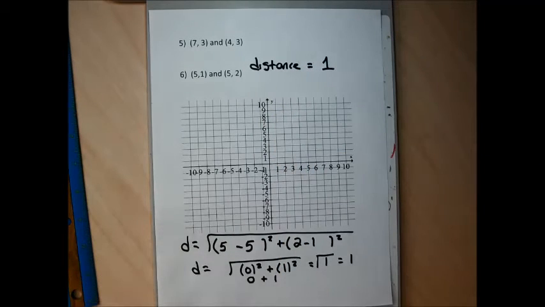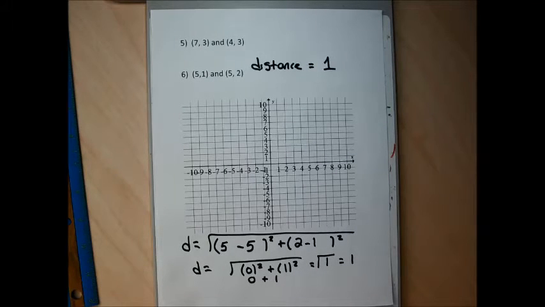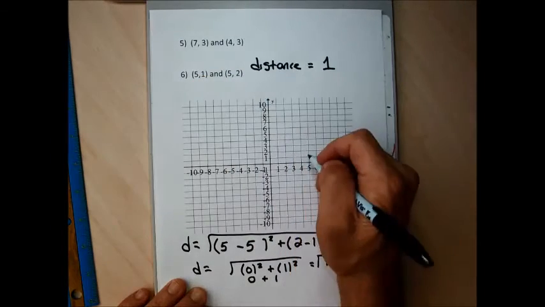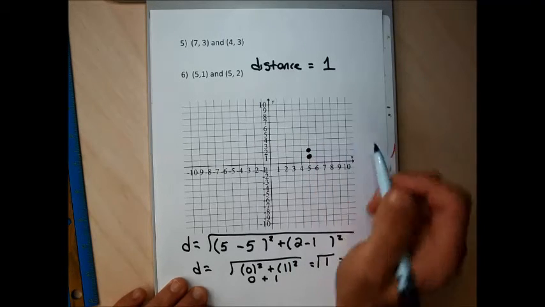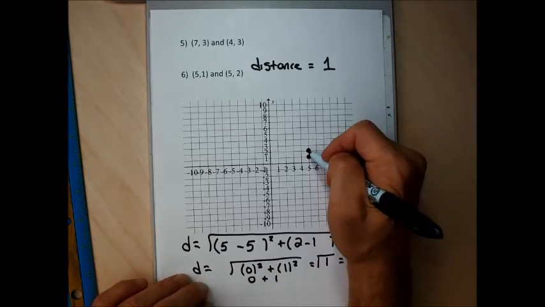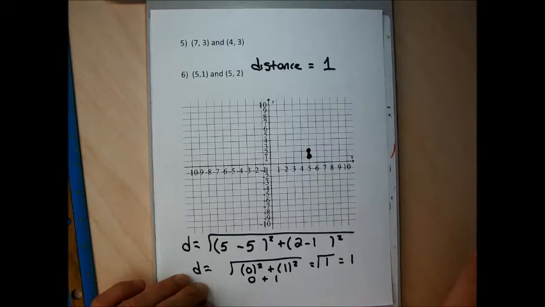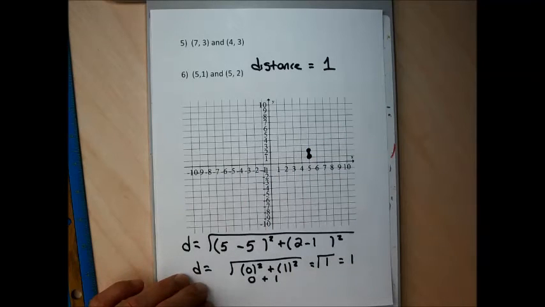If I wanted to get this using graphs, this is the rare time my graphs won't need a triangle. Let me show you how to get this distance using a graph. If I plot the point 5, 1, and I plot the point 5, 2, those points are on a vertical line. If I have a vertical line or a horizontal line, I could just count the spaces between the points, and that will be the distance.